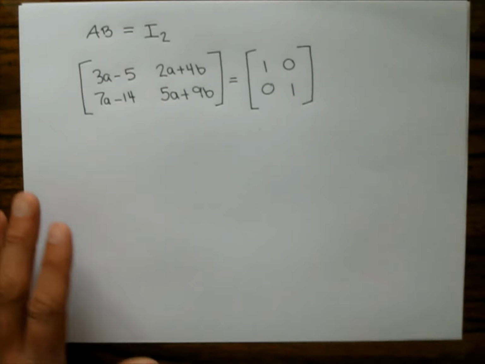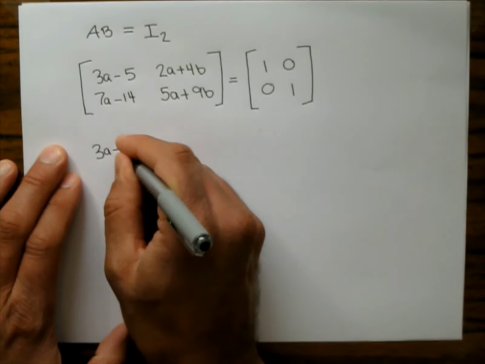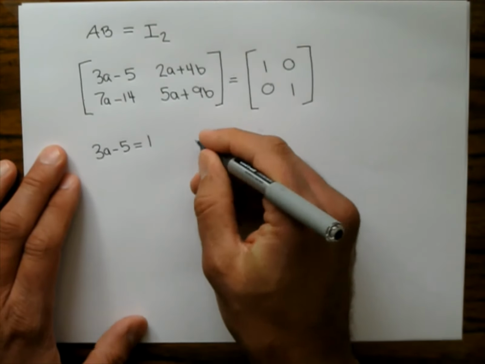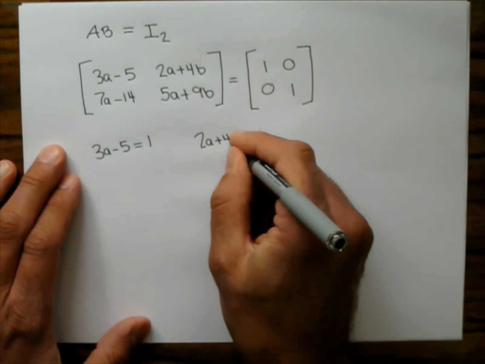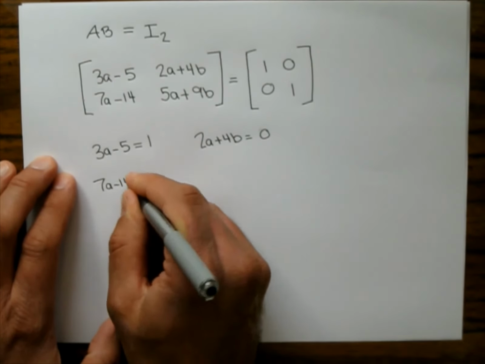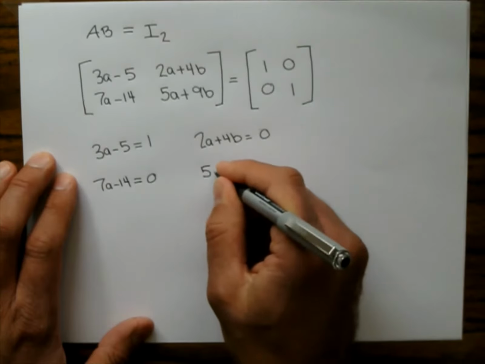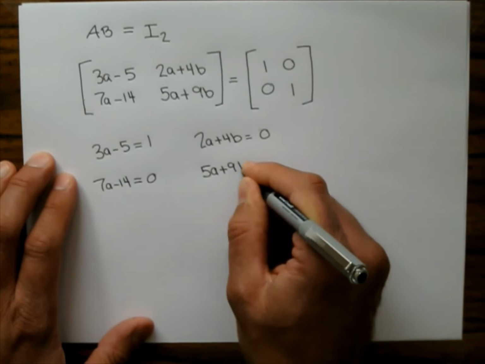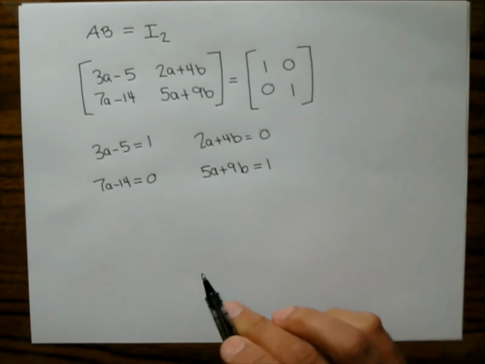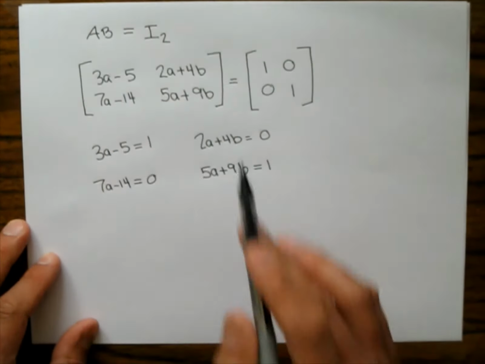We'll just get rid of that. So this gives me 4 equations with 2 unknowns. So I have 3a minus 5 equals 1. I could actually already solve for a on that one, but I'll write down the other equations. 2a plus 4b equals 0. 7a minus 14 equals 0. And 5a plus 9b equals 1. Now it's possible that the answer to this is there is no such a and b that can make AB equal I2.